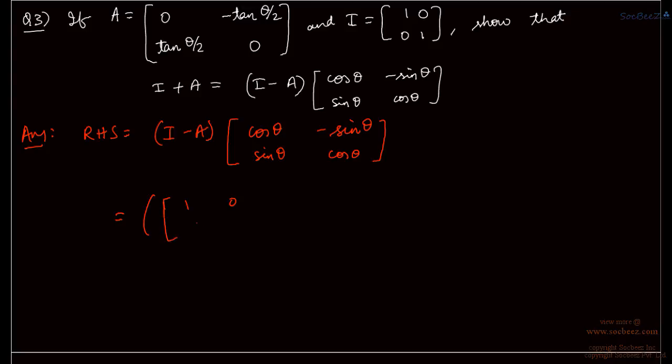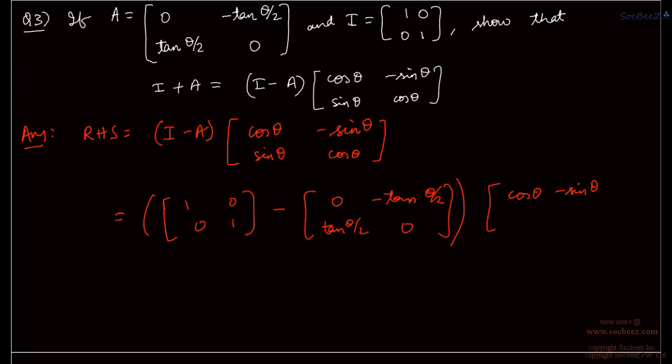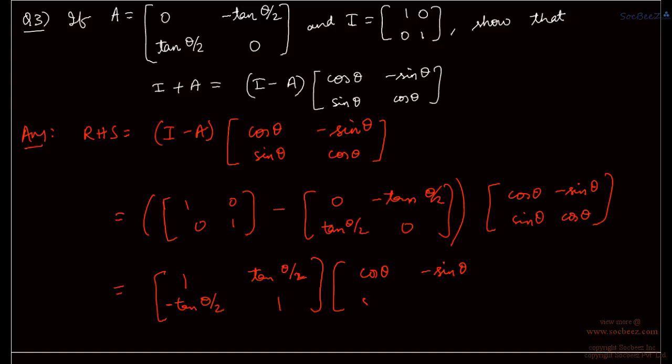Okay, 1, 0, 0, 1, minus 0, minus tan theta by 2, tan theta by 2, 0, this into cos theta, minus sin theta, sin theta, cos theta, right, which is 1. The sign changes for A, so I have minus here, minus tan theta by 2 and again 1, multiplied with cos theta, minus sin theta, sin theta, cos theta, right.